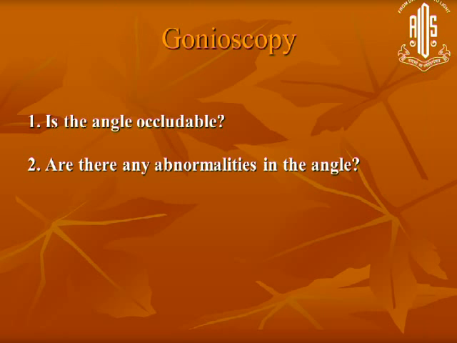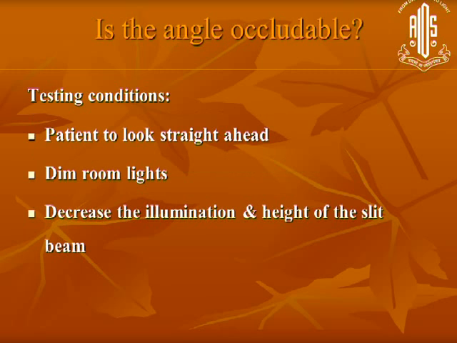The next thing you want to know after you have seen the angle structure is whether the angle is occludable, and second is, are there any abnormalities in the angle. So when you want to look for occludability, your testing conditions have to be very strict. Patient has to be looking straight ahead. Try to make the patient fix with the eye which you are not examining. Room lights have to be dimmed to the maximum extent.